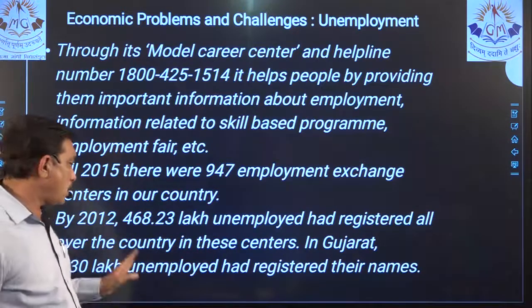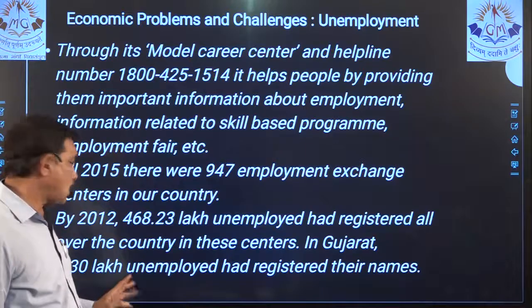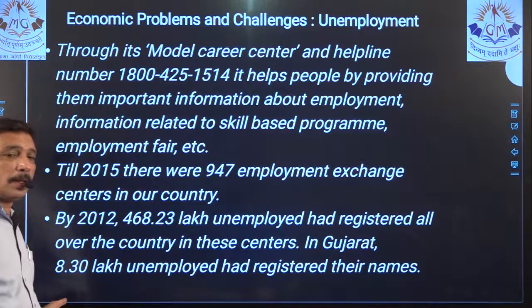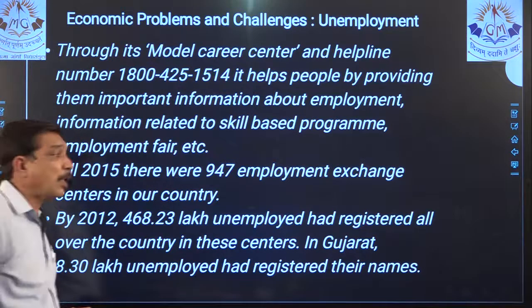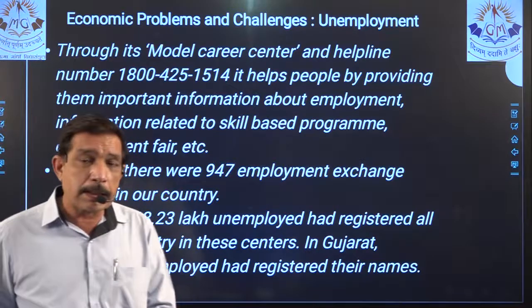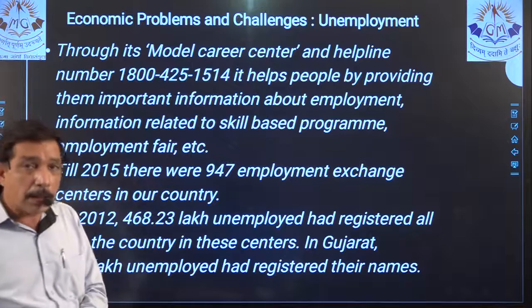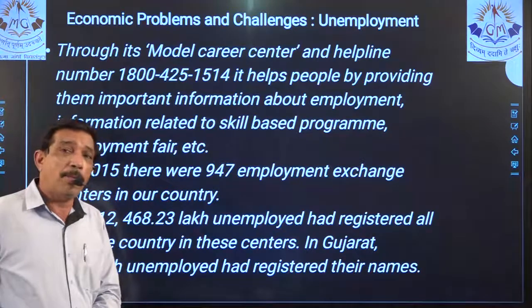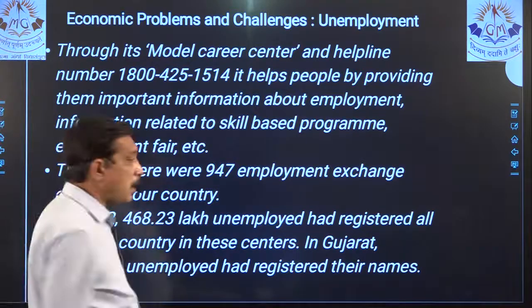468.23 lakh employed registered in these centers in Gujarat. This is important. 8.30 lakh unemployed had registered their name. So wherever in MCQs you see some digits, some numbers, a year, those are very important as far as objectives are considered.